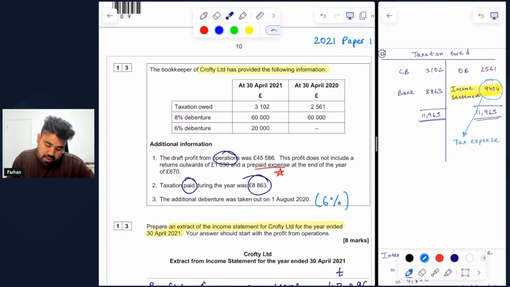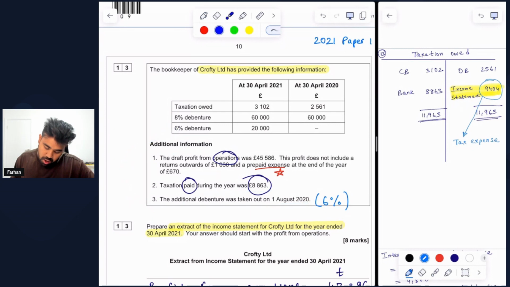We are also given some extra information regarding the draft profit from operations was £45,586, and this profit does not include a return outwards of £1,030 and prepaid expense at the end of the year of £670. We have also other information relevant to taxation that has been paid during the year, and also information relating to the new debenture that was taken out on 1 August 2020.